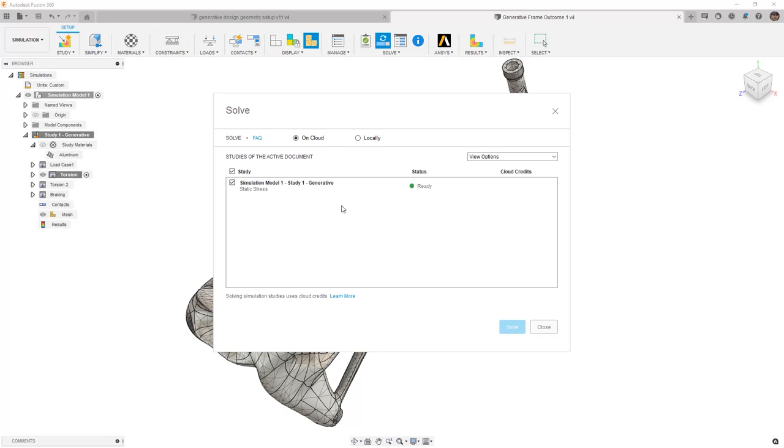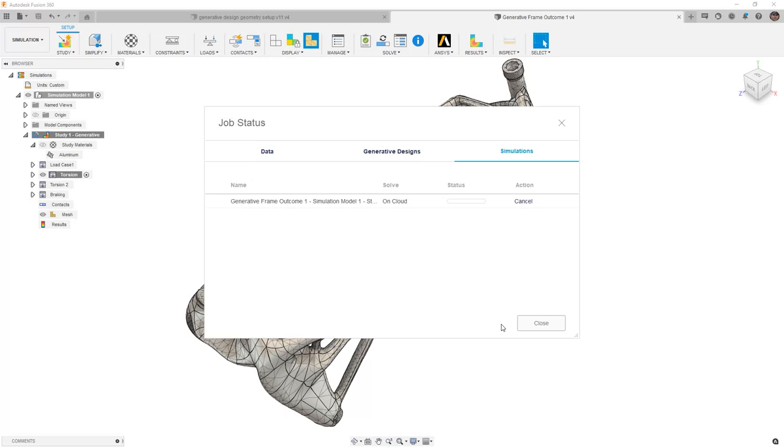And note that a static stress simulation study can be solved on the cloud or it can be solved locally. If you solve yours on the cloud, it will require 5 cloud credits. Note that locally we'll use your system resources, which could make it more difficult to complete other tasks. I'm going to solve mine on the cloud and we'll check back in as soon as we have results.